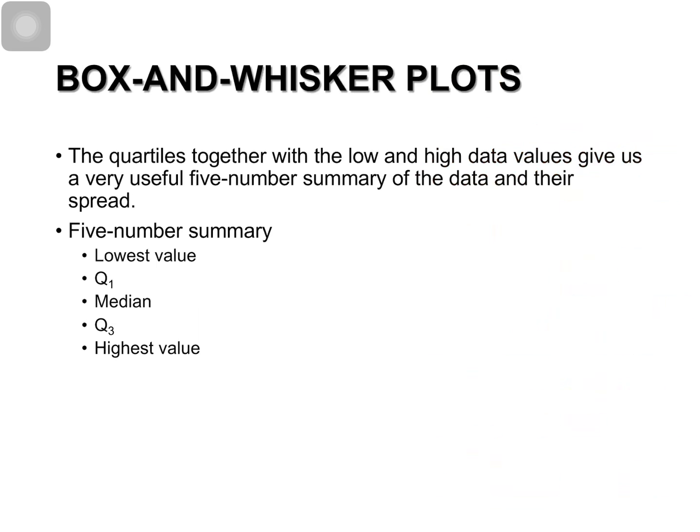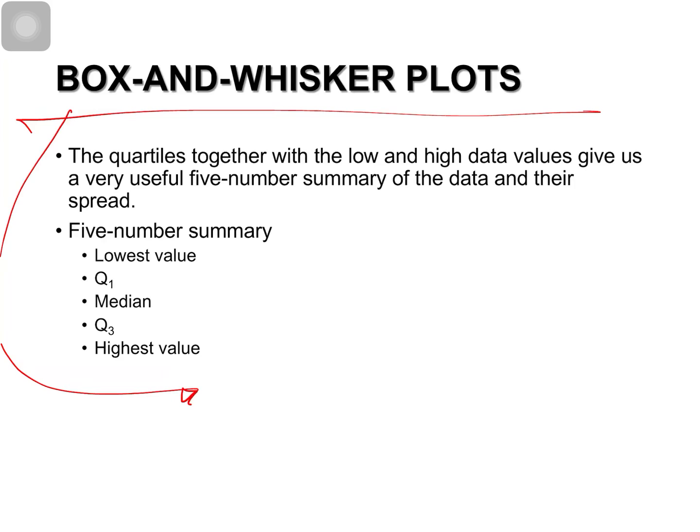Okay, then for the box and whisker plots, the quartiles together with the low and high data values give us a very useful 5-number summary of the data and their spread. A 5-number summary includes the lowest value, the first quartile, the median, the third quartile, and the highest value. Okay, by the way, box and whisker plot is just the same as the stem and leaf display. It belongs to the exploratory data analysis tool.